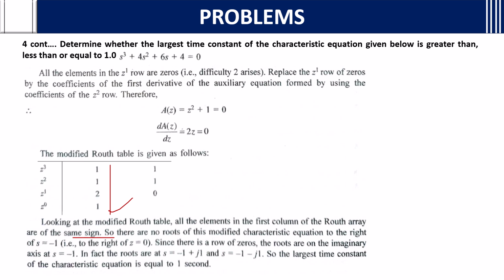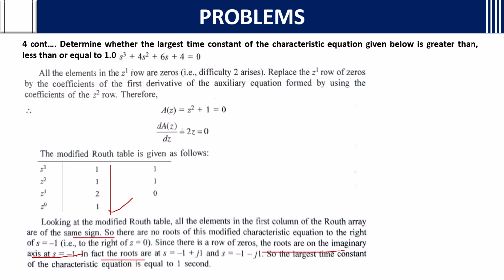That is, to the right of z equals 0. Since there is a row of zeros, the roots are on the imaginary axis at s equals -1. In fact, the roots are s equals -1 plus j1 and s equals -1 minus j1. So the largest time constant of the characteristic equation is 1 second. Okay.